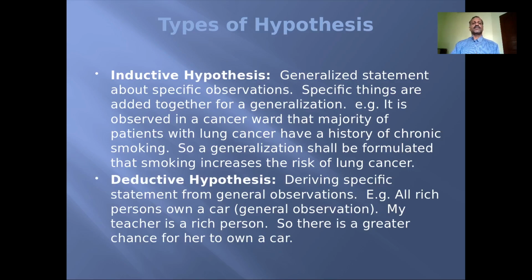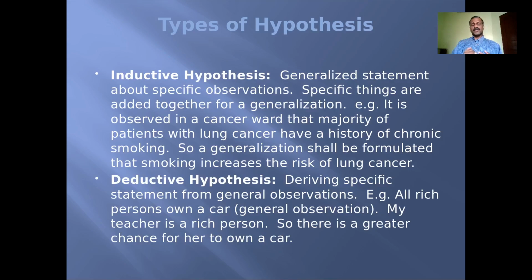For example, we are making some observations in a cancer ward that the majority of the patients with lung cancer have a history of chronic smoking. These are the many observations we are making, many specific things, and we add these together and make a generalization saying that smoking increases the risk of lung cancer. This is the generalized statement. We are making a lot of specific observations.